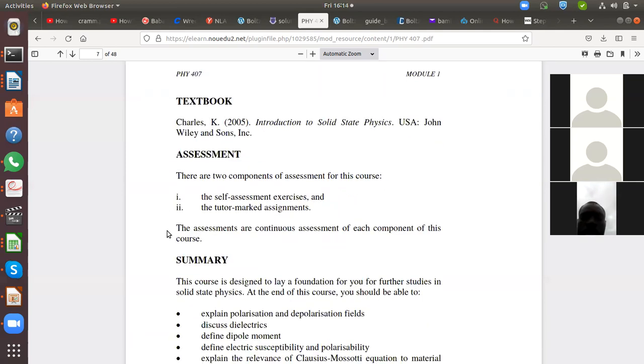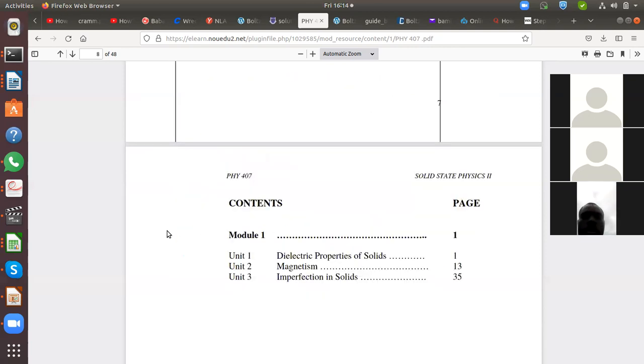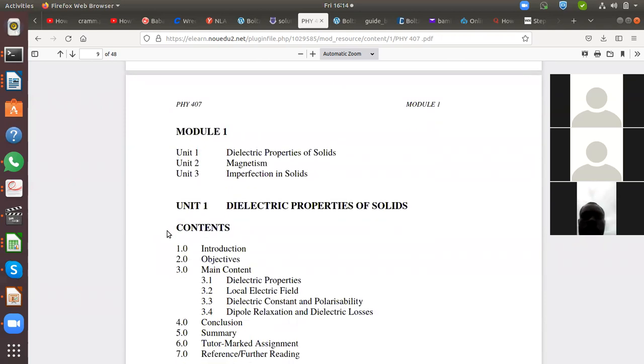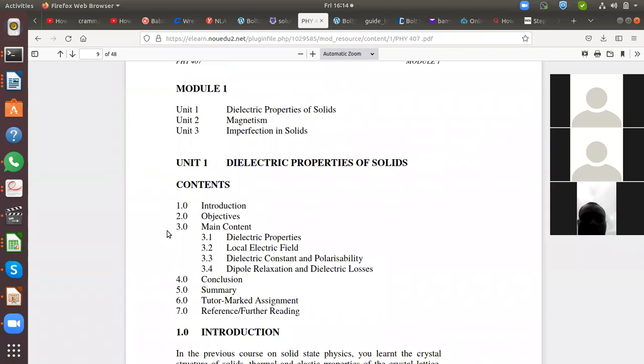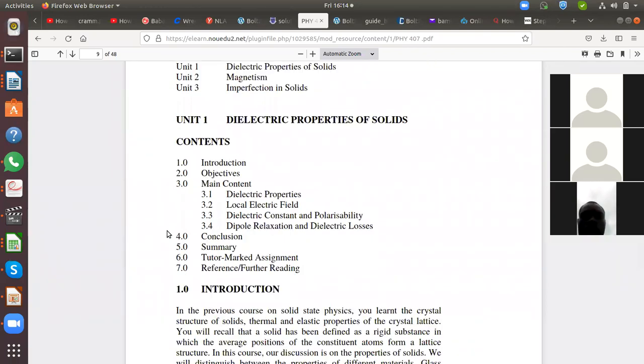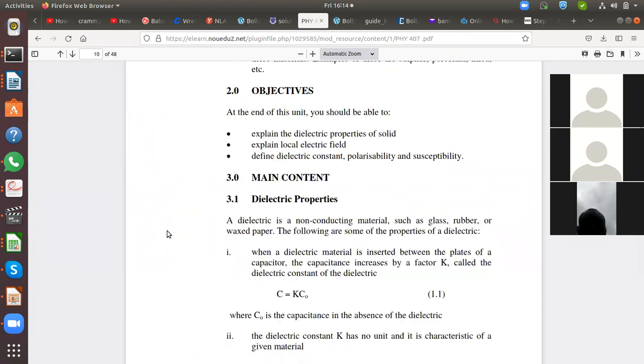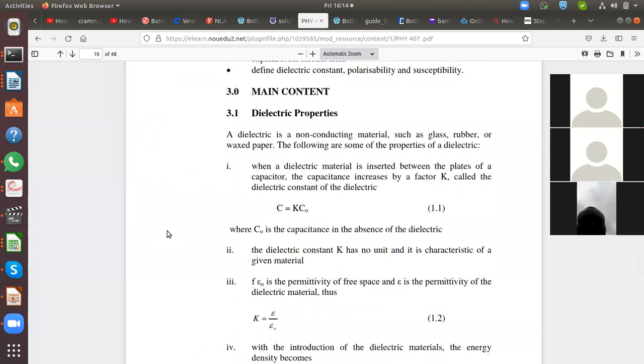So if we go through the content very well, we will see that in module 1, where we are going to be discussing dielectric properties, the dielectric properties has a series of divisions. We have dielectric properties, local electric field, dielectric constant, polarizability, dipolarization, and dielectric losses. So there is an introduction for the course, which I believe you can read. Then we have a bit of discussion about the dielectric properties, the definitions, and how it is in non-conducting materials and also in conducting materials.